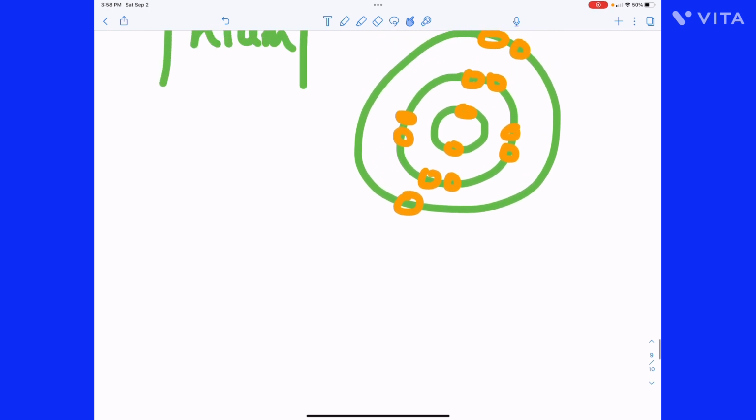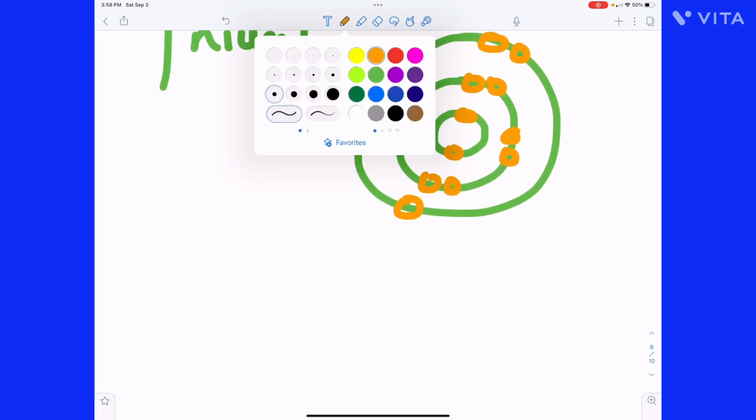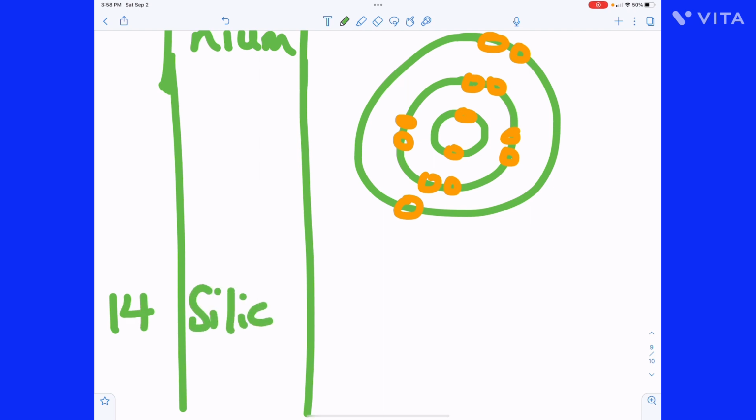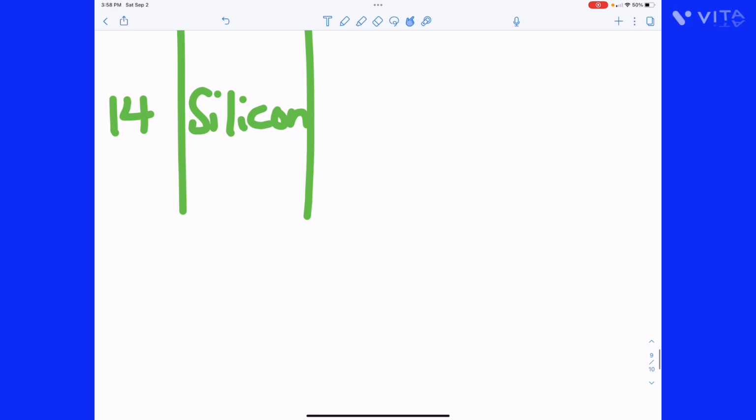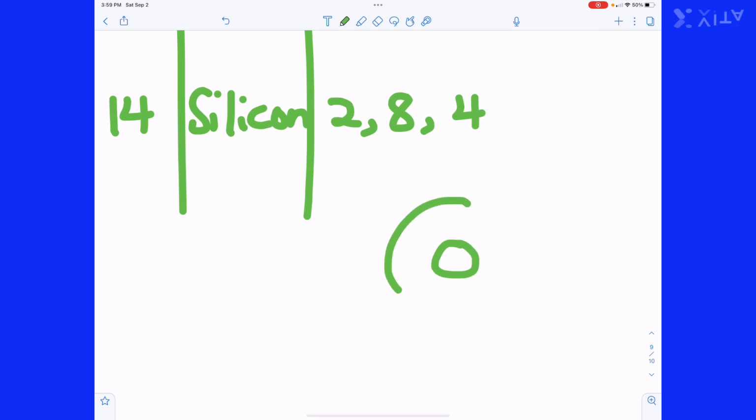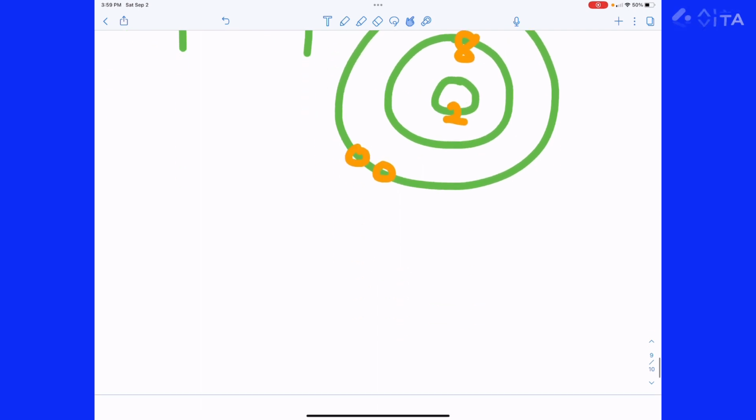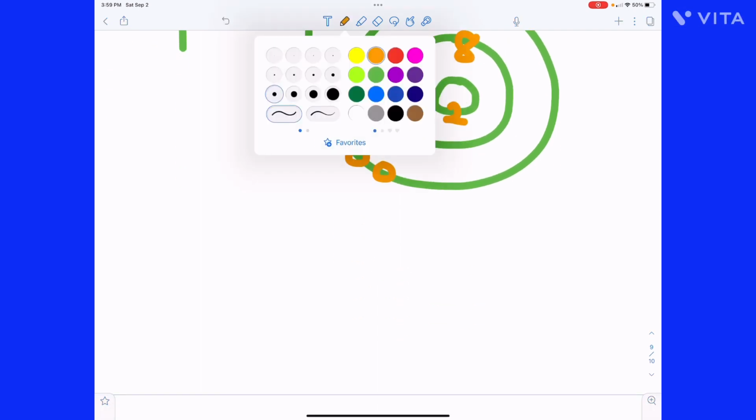After aluminium comes silicon. An atom of silicon has 14 protons, and it will also have 14 electrons. So the first shell will take 2, the second will take 8, the third one will take 4. 2, 8, 4. I don't want to write everything again because of my time. I'll just put it here for you. 2, 8, 4. I hope you understand that.